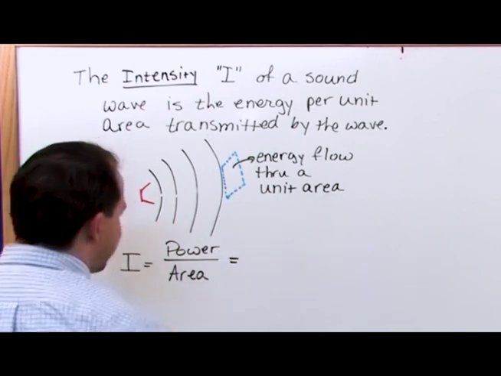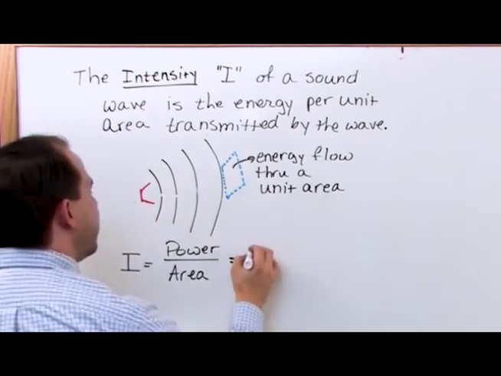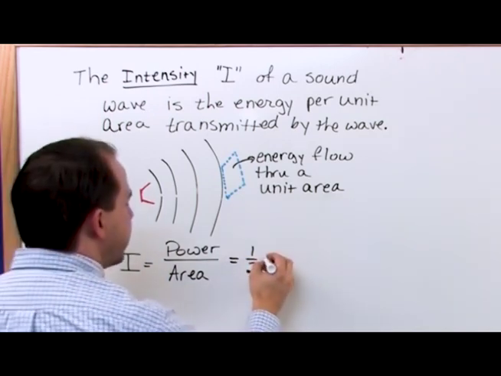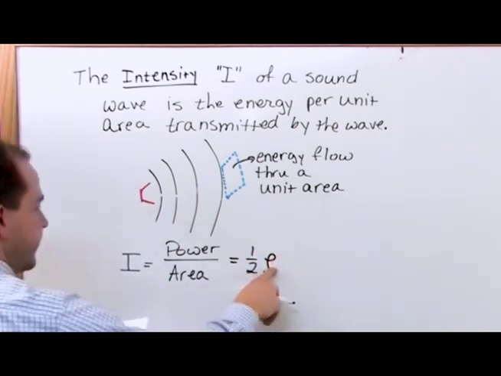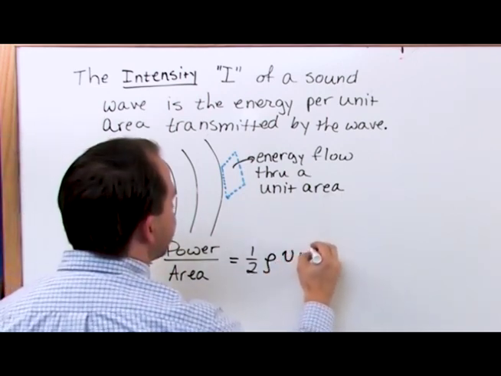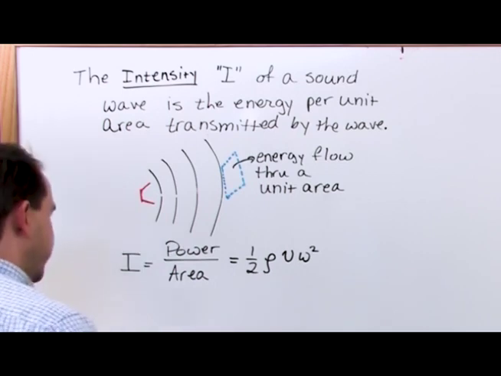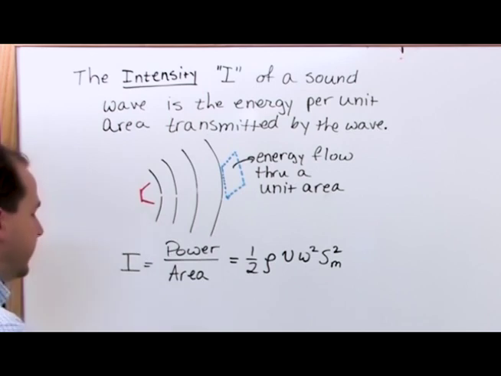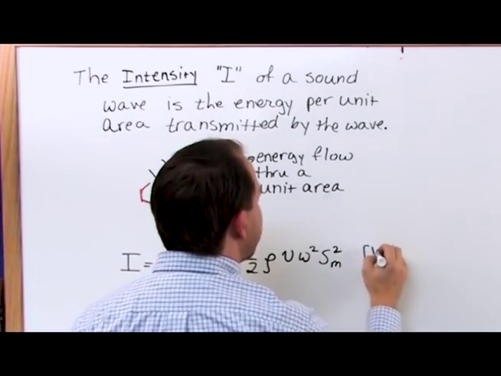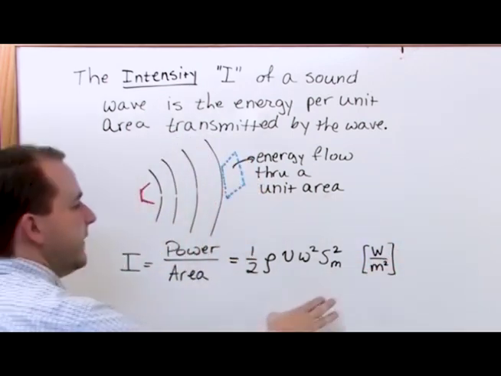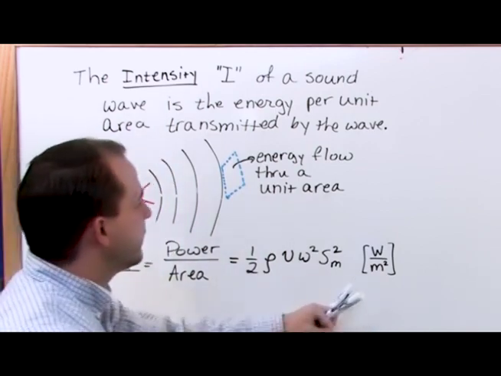Now, I'm not going to prove this to you, but empirically in the laboratory, people have calculated that the intensity can also be written as 1/2 times the density of the medium you're in, like the air, times the speed of sound, times the angular frequency of the wave, times the amplitude of that wave squared. And so the units that you're going to get here is what we talked about before, watts per square meter. I know this kind of unit may seem a little odd to you at first because we're all used to talking about watts.